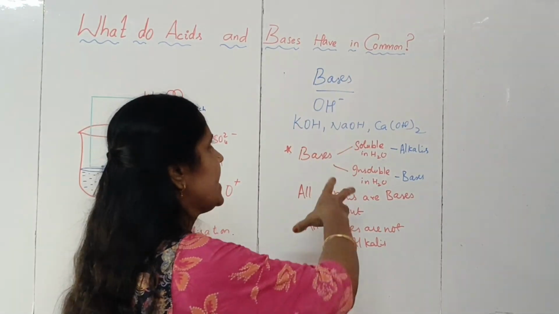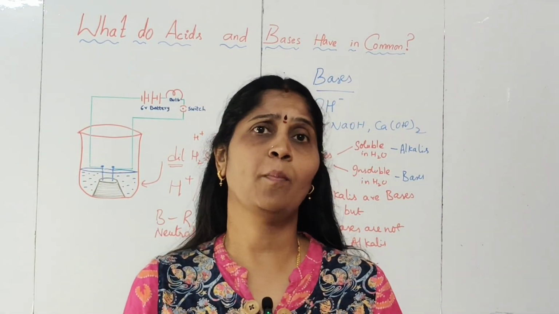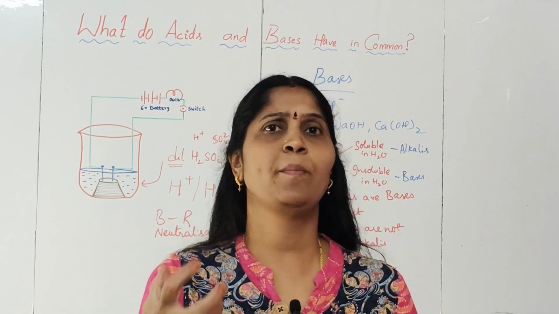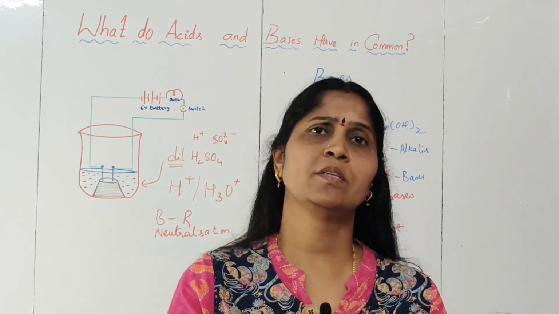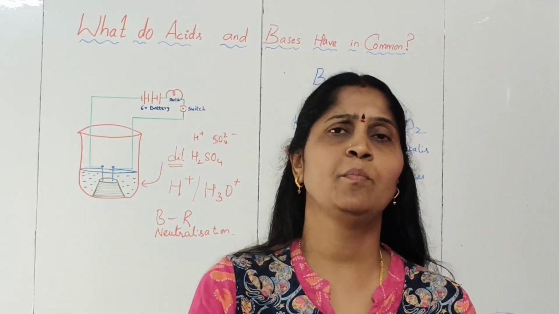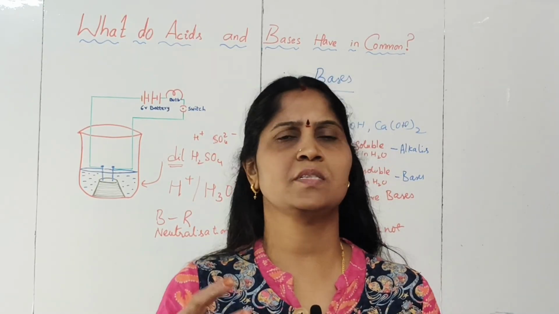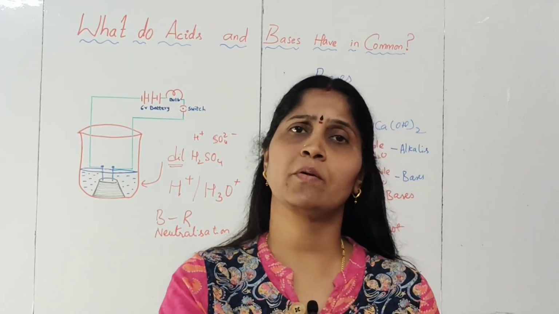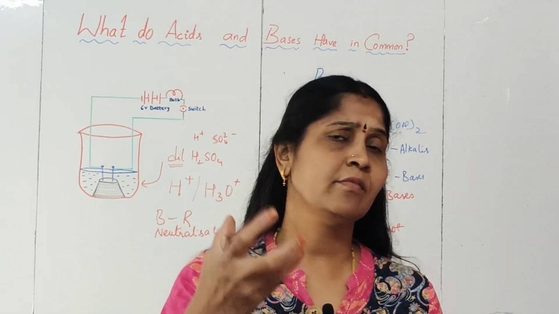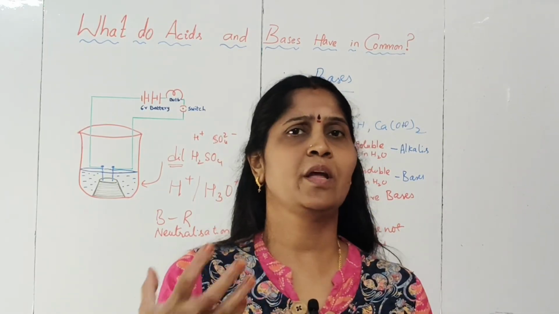So all bases have OH ions in common, and that is why they become acidic or basic in nature. Just because of the presence of hydrogen ions in acids and hydroxyl ions in bases, the properties are conferred on that particular substance. The acidic properties or the basic properties, whatever we have described, are conferred on the substance, which is actually making it an acid or a base.